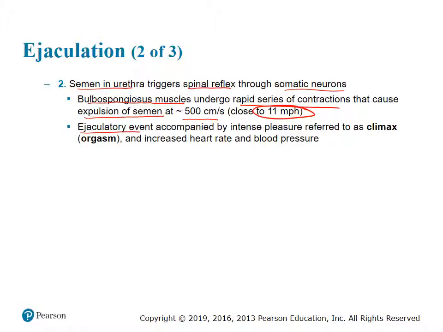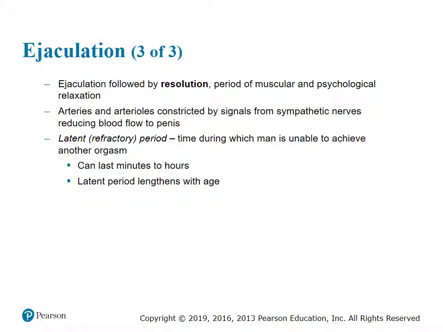So ejaculation that's coupled with intense pleasure is what we call a climax, or an orgasm, right? Blood pressure increases, heart rate increases, because it does affect the entire body, is what we see as an orgasm. So again, this is what we have an orgasm with when there's that accompaniment. So ejaculation doesn't necessarily need to be coupled with an orgasm, right?